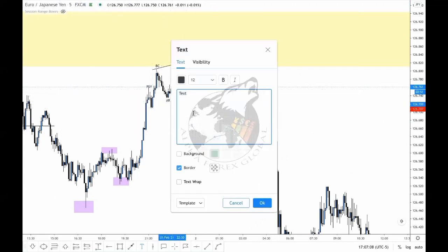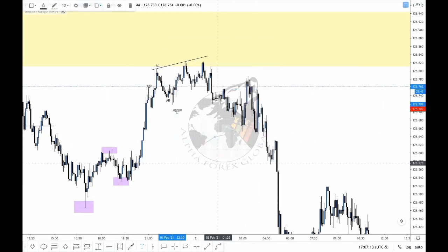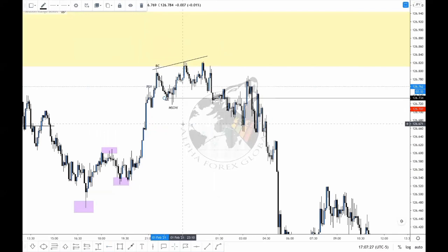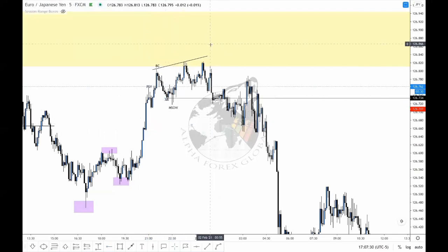And then you have your MSOS here, SOW, your minus sign of weakness, right? Because it basically tested the zone, the AR, right? So it basically broke it and then went right back inside. So this is the minus sign of weakness. This is supposed to happen, right? Once there's a schematic. And then after this, you have your upthrust.